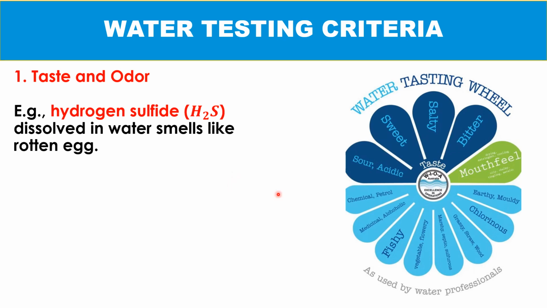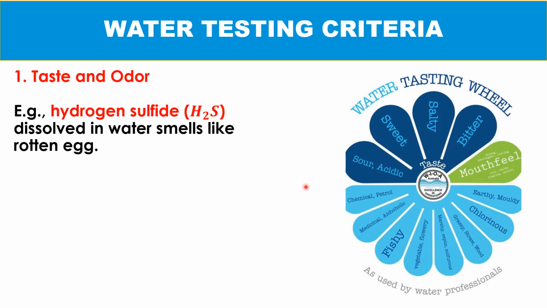So let's think about some of the tastes in here. Sour, acidic, sweet, salty, bitter, mouthfeel. And if it goes a little bit in detail, earthy, chlorinaceous, and if you think about that, think about pool water, some grassy or sulfurous, vegetable, floury, fishy, alcohol-like, petrol type of smell. All of those are, how can I say, the water tasting wheel.